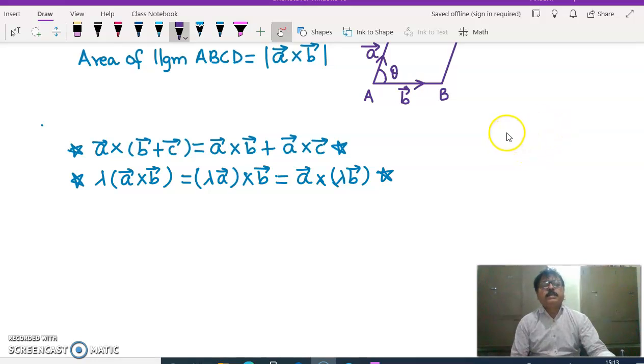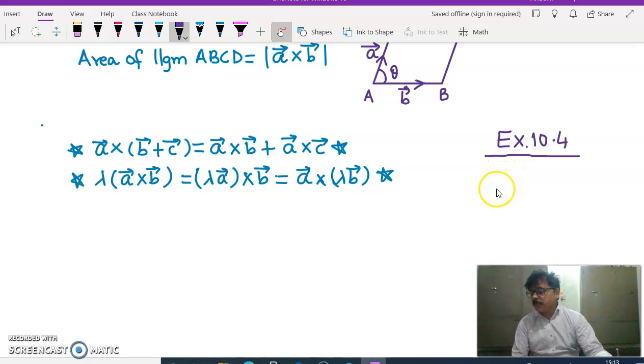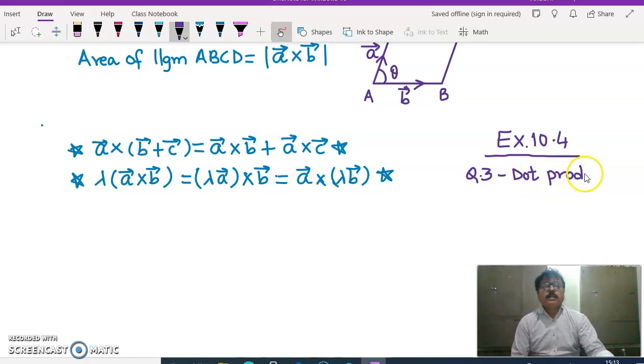Now you can do exercise 10.4, which basically is based on cross product. And question 3, if you want to solve question 3, you can do it by dot product also. It's quite easier to solve by dot product. So students, solve this exercise. You can also solve miscellaneous also. So I am telling you certain questions of miscellaneous examples also, so that we can continue with this topic.